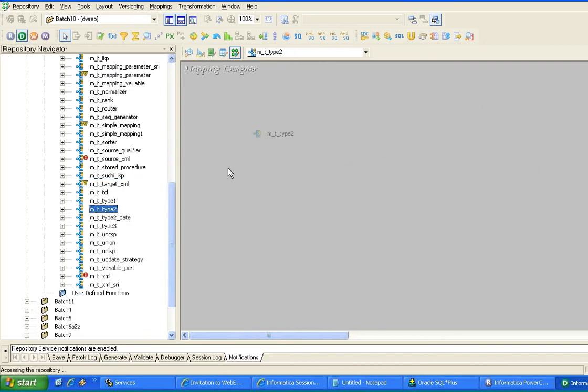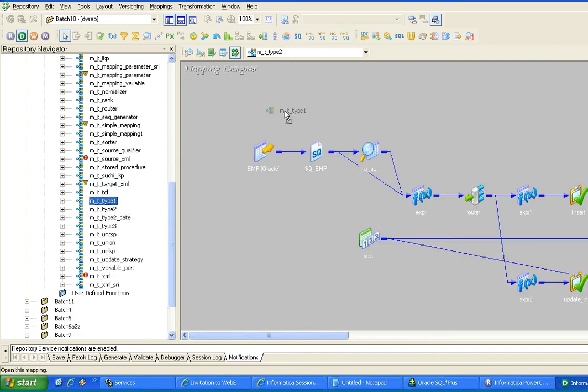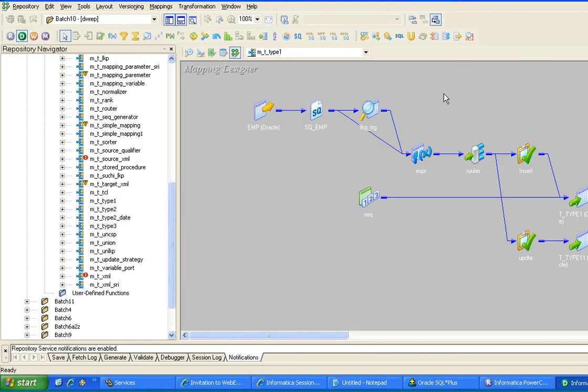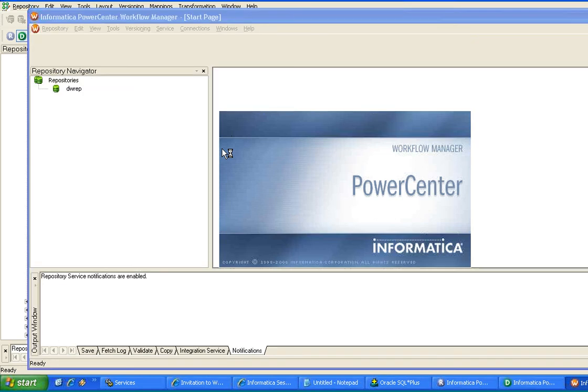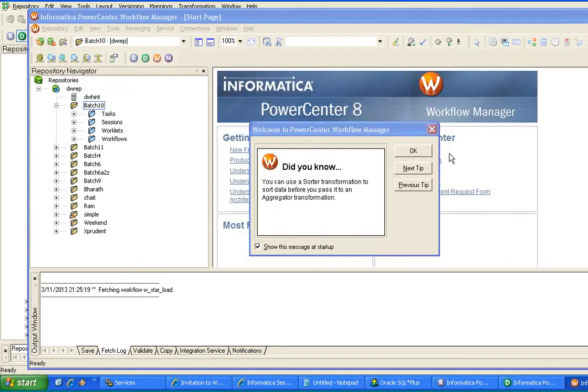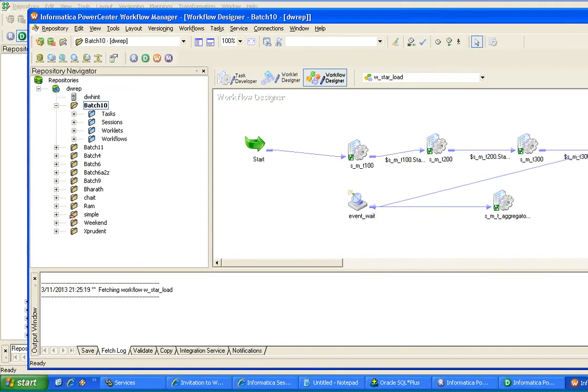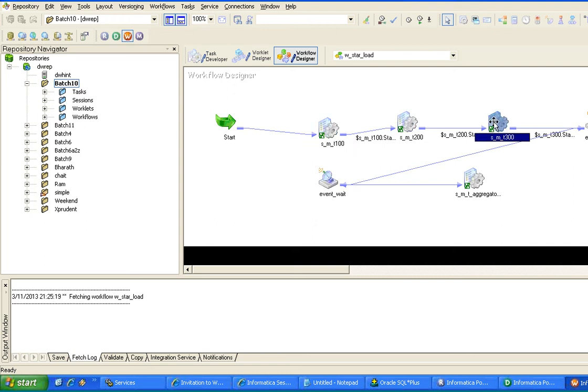For example, this is something like a type 2 dimension, this is something like a type 1 dimension. These are the dimension tables. Using different business logic, we are loading the data into the dimension tables. After all these dimensions are successfully loaded, then we go to the fact table, which is a direct load.